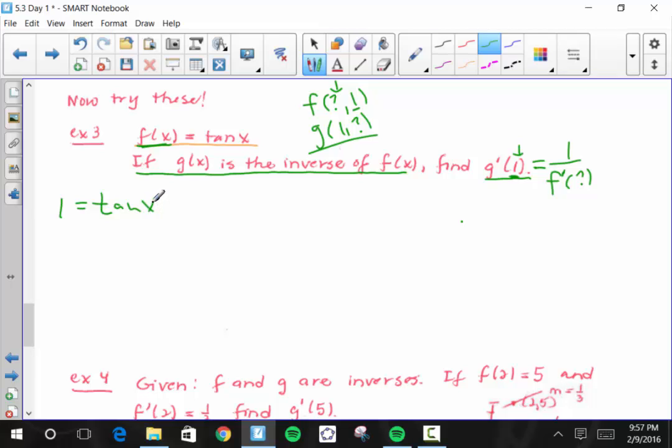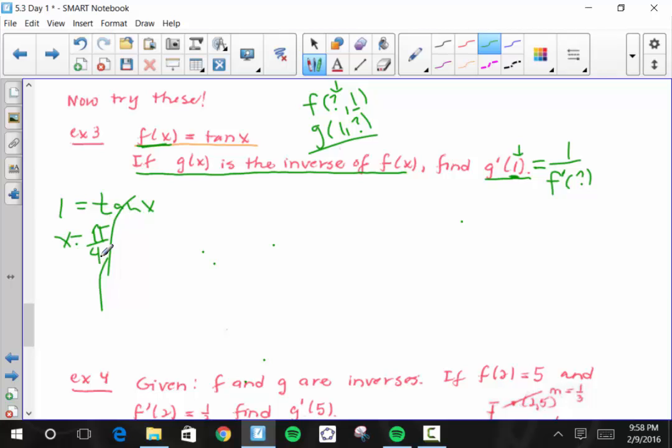tangent of x. Now you got to go back to your good old unit circle days. When does tangent of x equal 1? Well, remember, all students take calculus, so this is positive. It happens at, no, not square root of 2 over 2, it happens at pi over 4. So we know that x is equal to pi over 4.